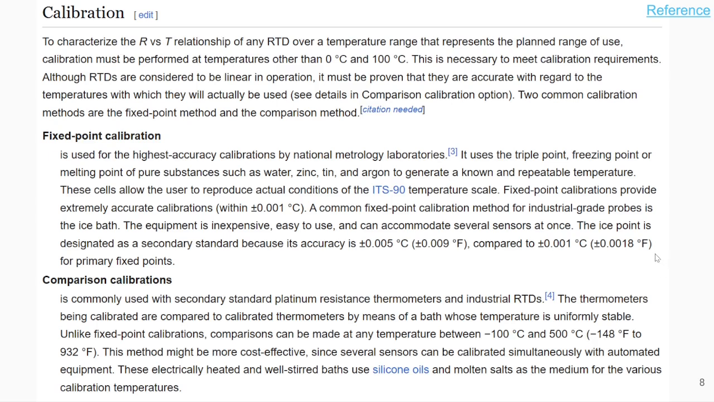Okay, so enough of the basic information required in relation to that: what is calibration, the different types of calibrations, the accuracy within fixed point calibration, and the range of temperature for the comparison calibration. Okay, so let's carry on.